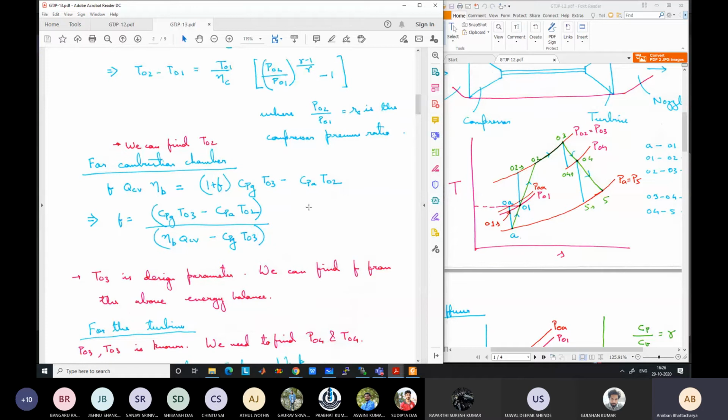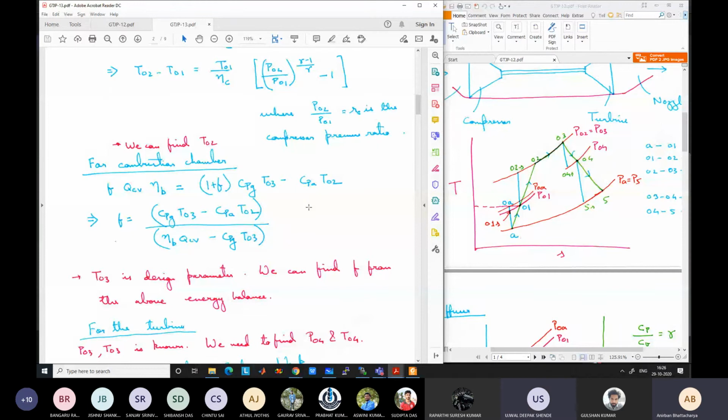What is our next step? We have to calculate the turbine outlet condition. How will we calculate the turbine outlet condition? Can anyone explain? What is known at the turbine outlet?